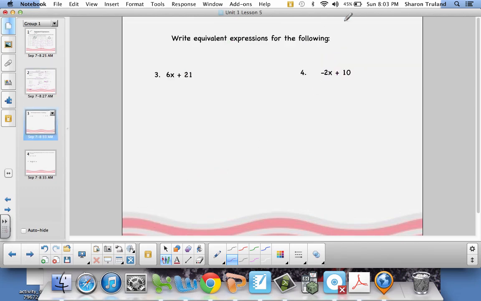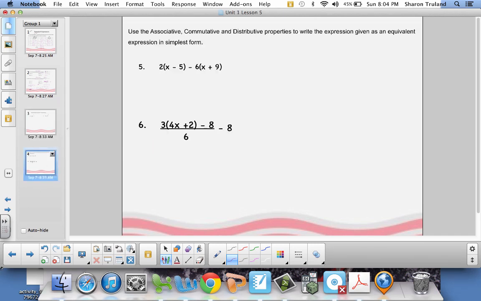Tomorrow we're going to look at this. Write equivalent expressions for the following. And that's kind of going backwards. Here I'm giving you the short, and you're going to have to go backwards and find me something that could get me to that. But we're going to leave that for tomorrow. Likewise, we're going to try these in class tomorrow. Kind of looks like the one we just did. Don't worry, it's pretty easy.